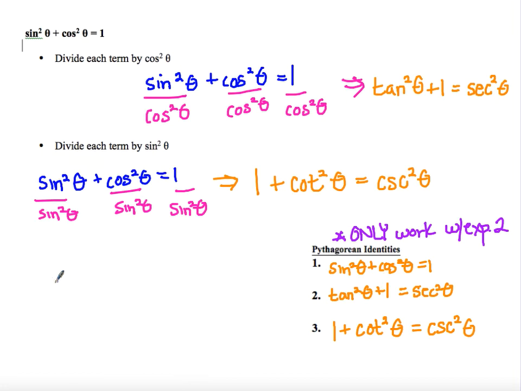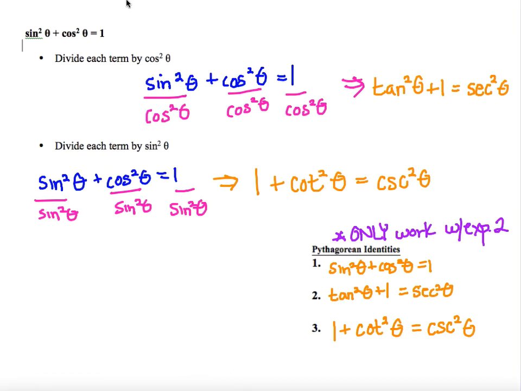If this is sine plus cosine, that is not equal to 1. And you could try that on your calculator. Use 30 degrees. Sine of 30 degrees plus cosine of 30 degrees is not equal to 1. So these identities are only true if those exponents are 2. They do not work if they are 1. They do not work if they are 3. They do not work any other time.